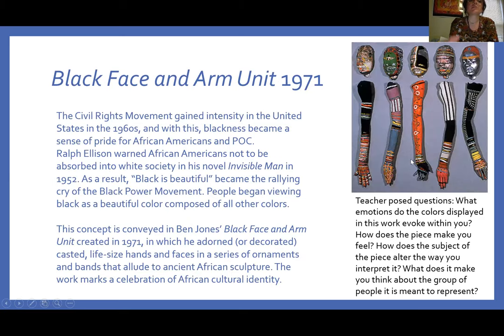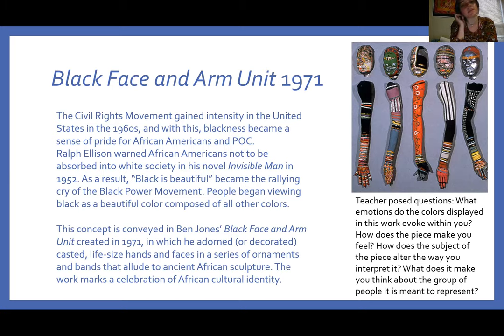So then I would go into a discussion about the civil rights movement in the United States, how that gained momentum in the 60s. With this, blackness became a sense of pride for African Americans and people of color. Ralph Ellison warned African Americans not to be absorbed into white society in his novel Invisible Man in 1952. As a result, Black is Beautiful became the rallying cry of the Black Power movement. People began viewing black as a beautiful color composed of all other colors.